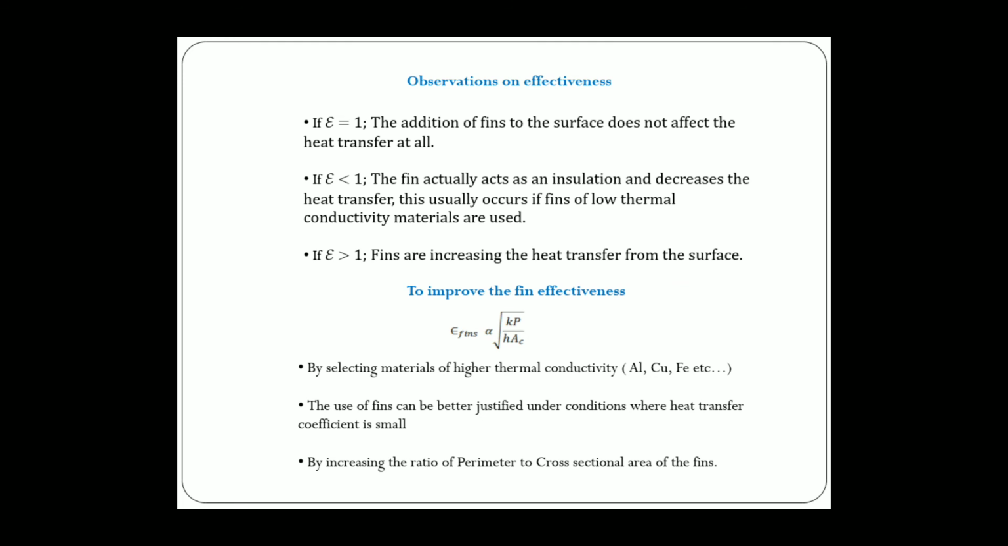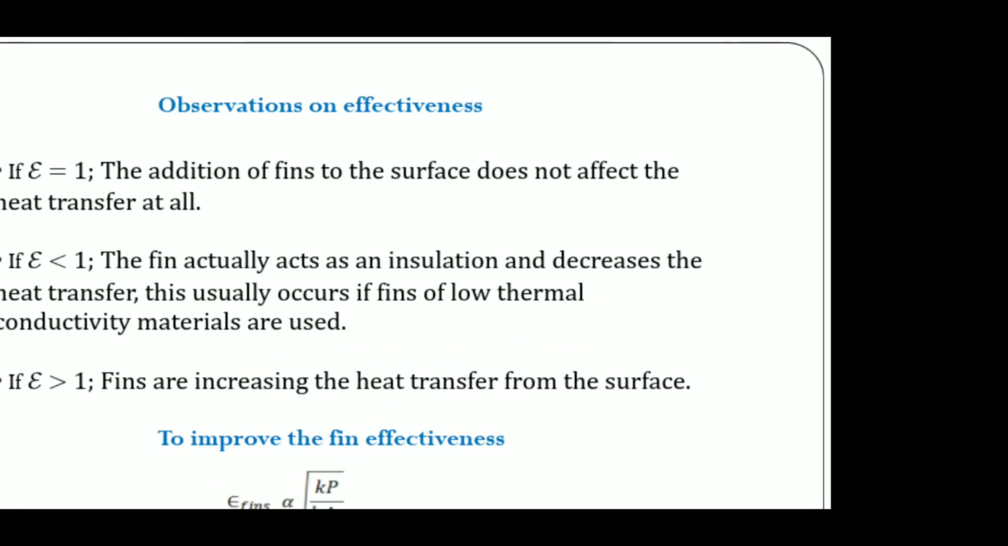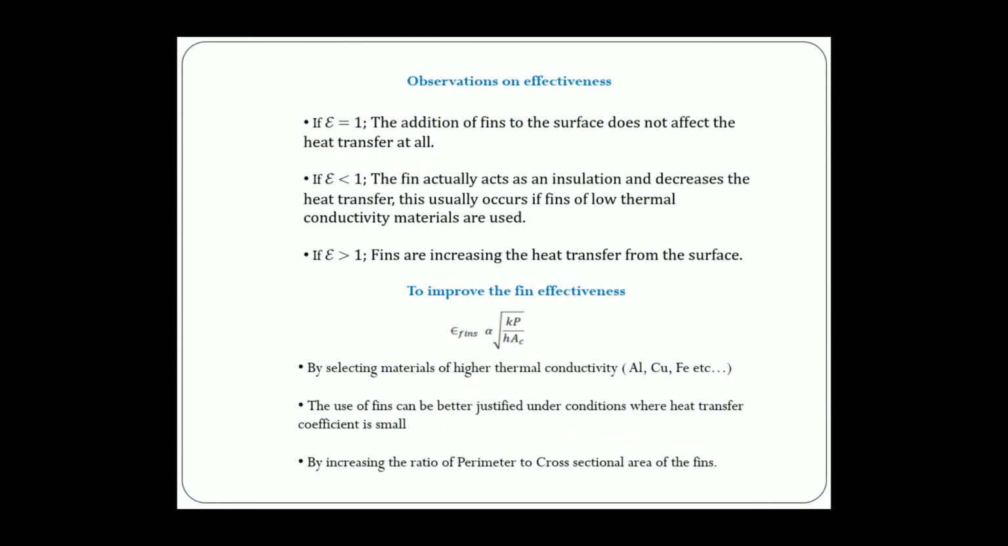Another way to increase the fin effectiveness is to use fins in conditions where the heat transfer coefficient is small, because h is in the denominator. Also, if the perimeter to cross section area ratio is greater, then the effectiveness will be increased. Because of this reason, thin or slender pin fins are used for improving this effectiveness. So these are all about the performance of fins, efficiency and effectiveness. In the next video we will be solving problems on effectiveness and efficiency. Thank you.